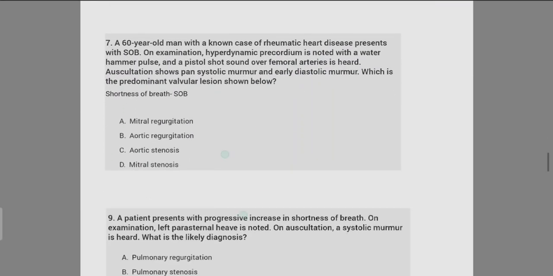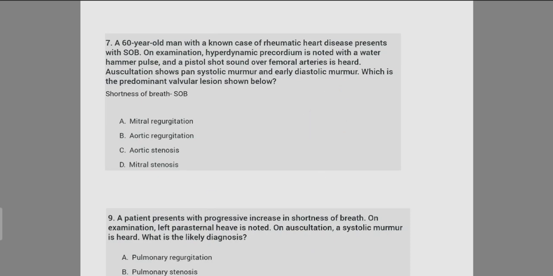That was one question. The next one is a 60-year-old with a known case of rheumatic heart disease, presenting with SOB, and here hyperdynamic precordium is noted with a water hammer pulse. We remember this, right? Water hammer bounding pulse, basically. They're also telling us that auscultation shows a pansystolic murmur and an early diastolic murmur. So think of the diastolic murmurs. We have two diastolic murmurs: one is mitral stenosis, the other one is aortic regurgitation.